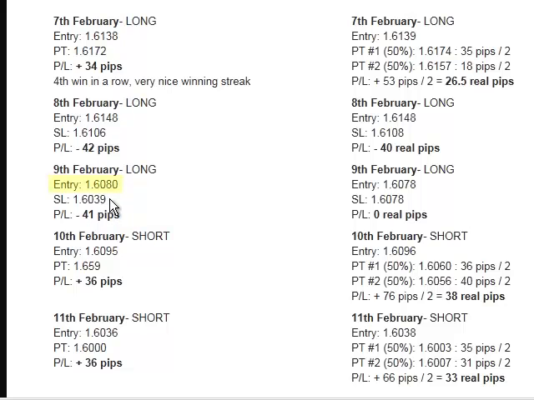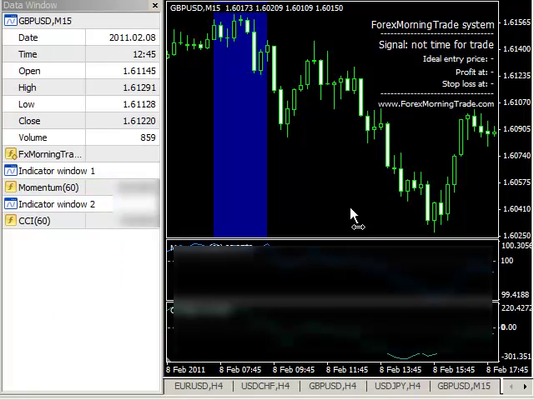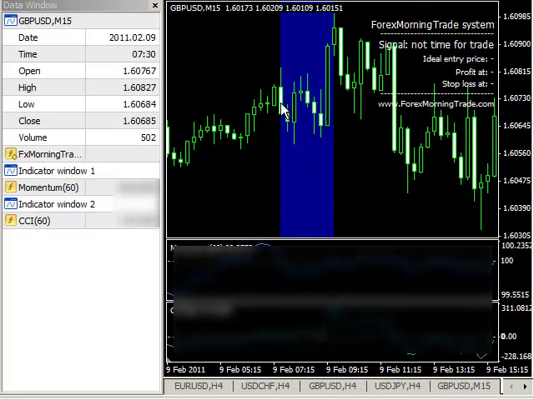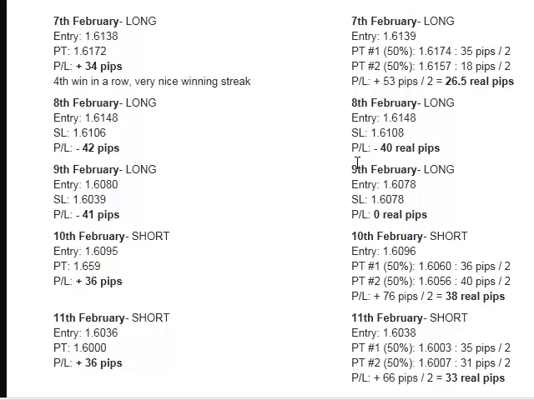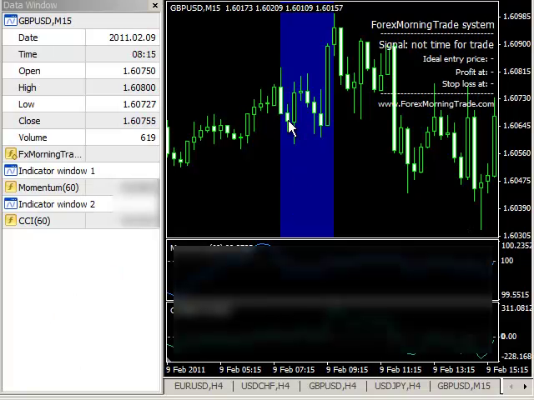So 1.608 was the entry. And our target would have been about 1.612 would be our profit target. But we could see it went all the way up to 1.609, didn't quite hit our profit target, and then it zigzagged and eventually we got stopped out.